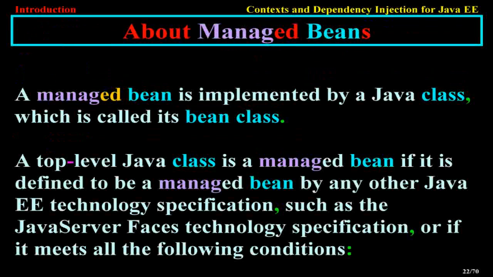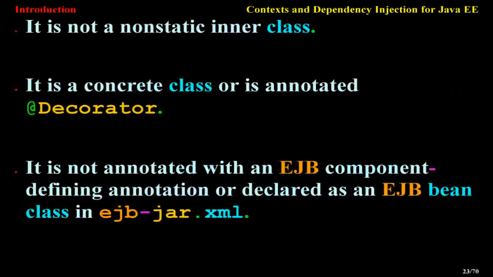About Managed Beans. A managed bean is implemented by a Java class, which is called its bean class. A top-level Java class is a managed bean if it is defined to be a managed bean by any other Java EE technology specification, such as the JavaServer Faces technology specification, or if it meets all the following conditions. It is not a non-static inner class.